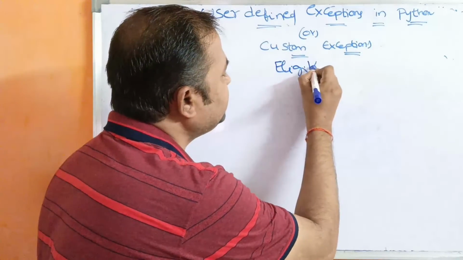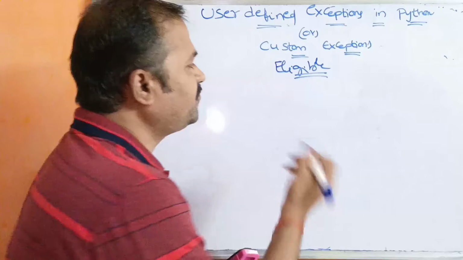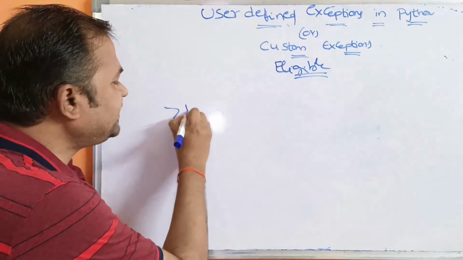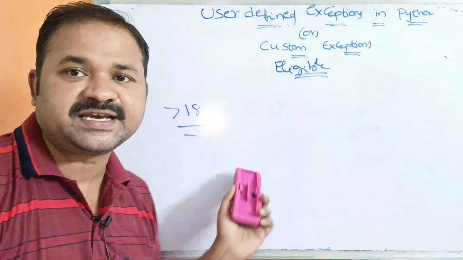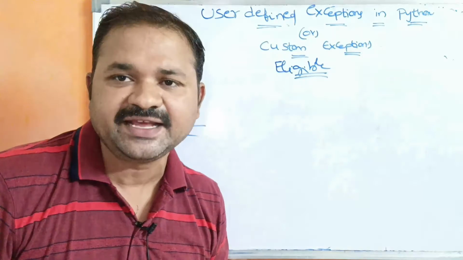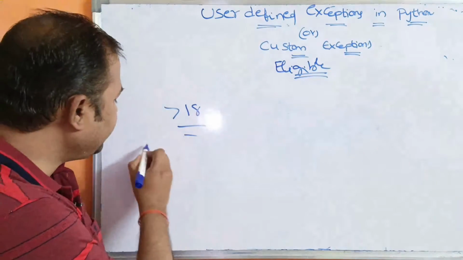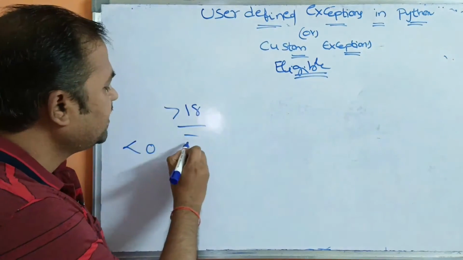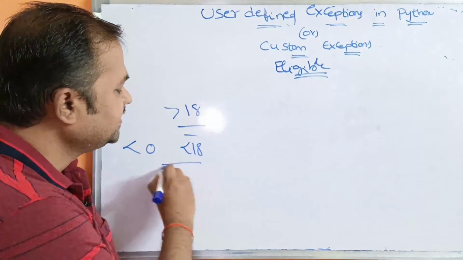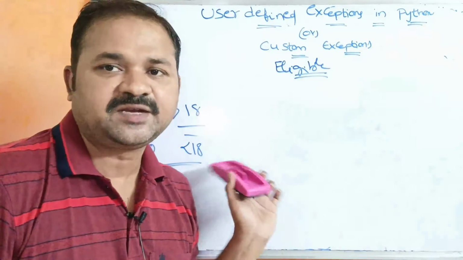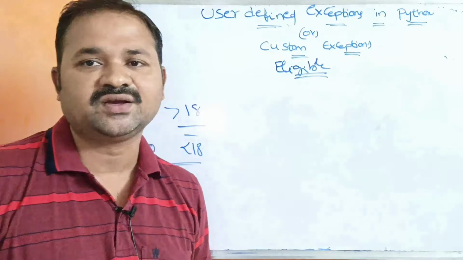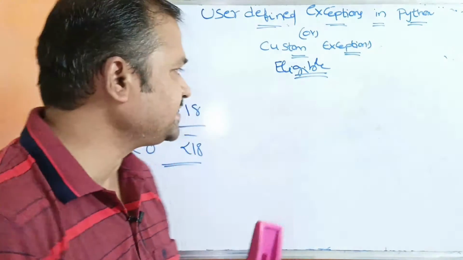Here let us create a user-defined exception class for whether a person is eligible for voting or not. We can say that a person is eligible for voting if the age is greater than 18. If the age is less than 0 as well as less than 18, then we can say that the person is not eligible for voting. So let us display that message here.